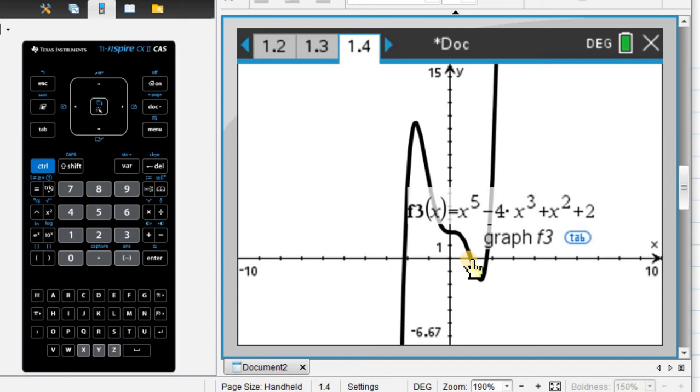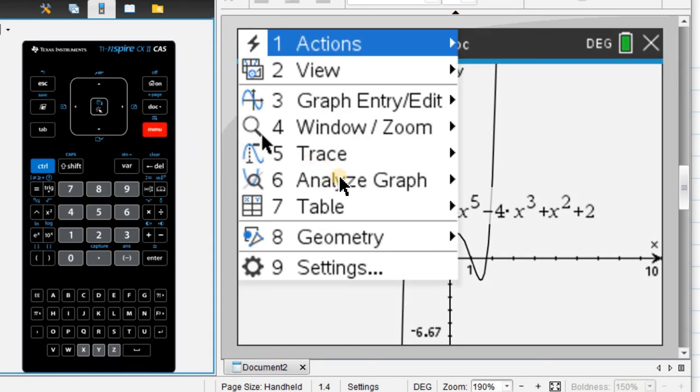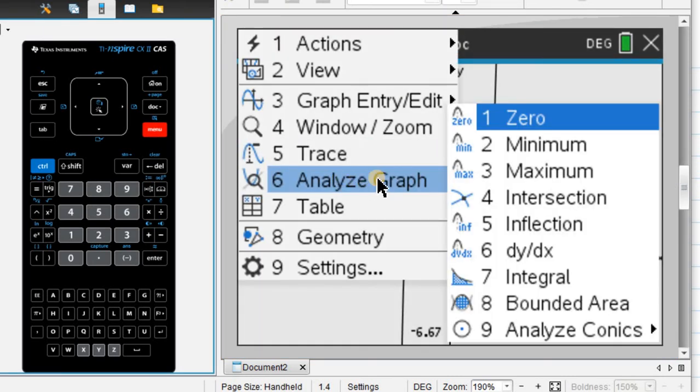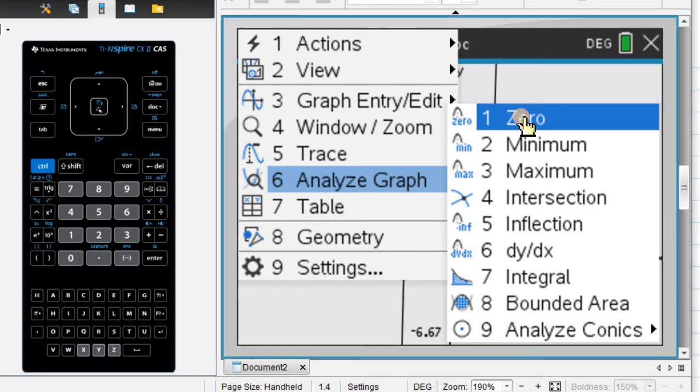Note, we have an x-intercept here. That was the 0 that we found when we factored. But the graph crosses the x-axis in two other places. It crosses here and it crosses here. The only thing is those are not going to be rational results, so we can use our calculator again to find those values. We hit menu, analyze graph, and choose number 1, zero. That means it will find the value of the curve when it crosses the x-axis, when y equals 0.